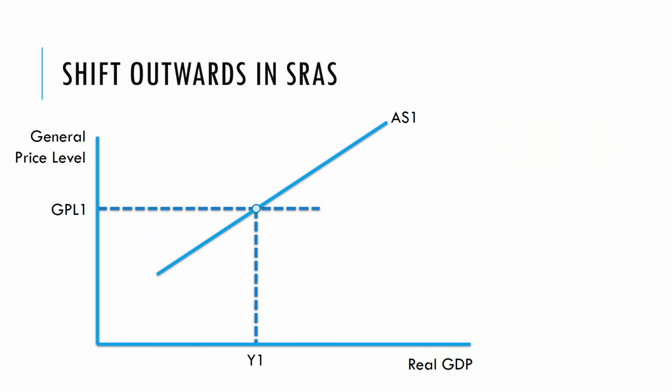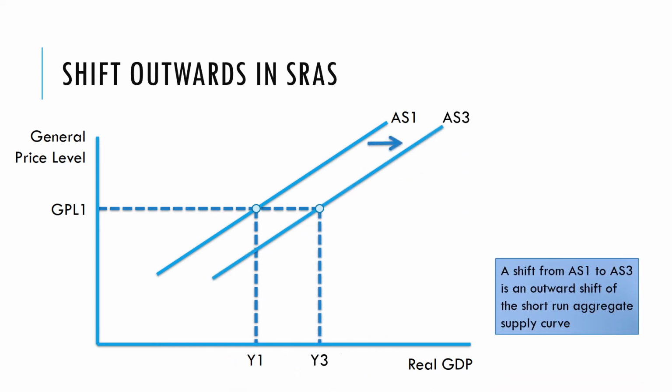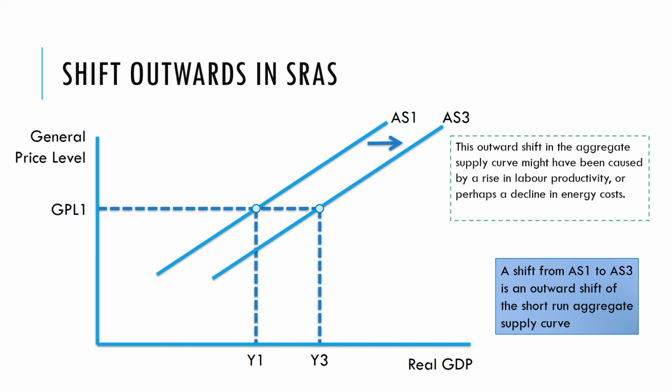Let's have a look at another example here. What might cause a shift out in supply? So we start off with an AS curve. A shift would be illustrated like this. And this might have been caused by perhaps a rise in labour productivity or perhaps a decline in energy costs. So what we see is that at a given price level, firms were willing originally to supply Y1, but if their workers are more productive or perhaps energy costs are cheaper, at this price level they're actually willing to supply more, up to Y3.